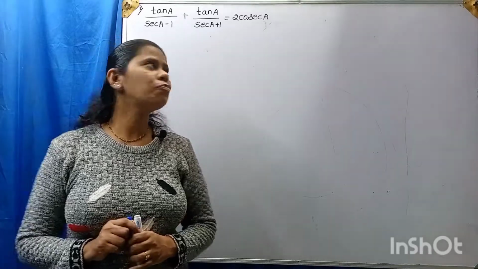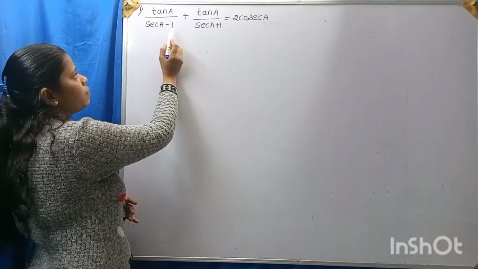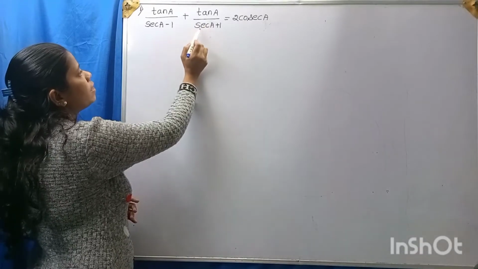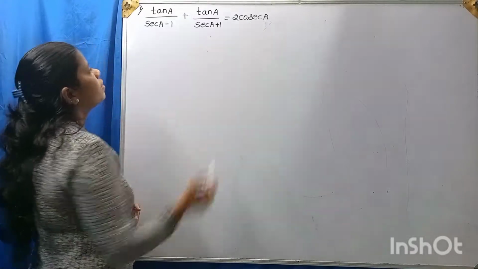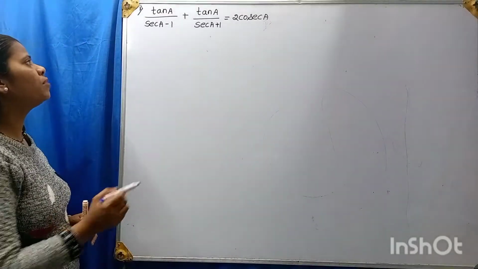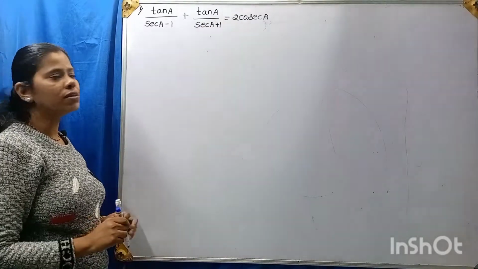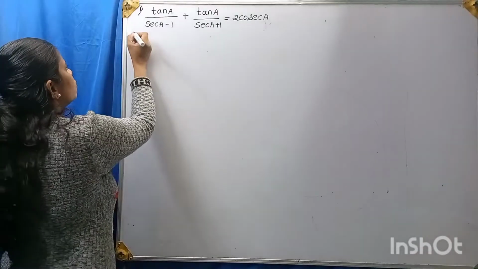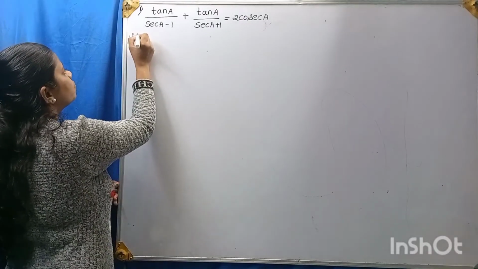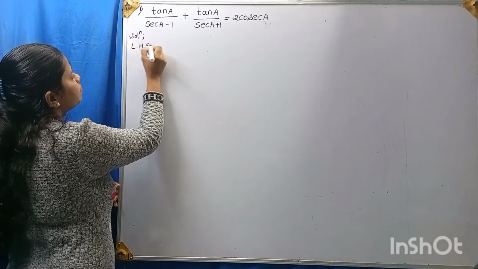Now let's solve this problem. Tan A divided by secant A minus 1 plus tan A divided by secant A plus 1 is equal to 2 cosecant A. In this problem we have to prove that LHS is equal to RHS. Now let's solve this. Solution. First let me write down the LHS.